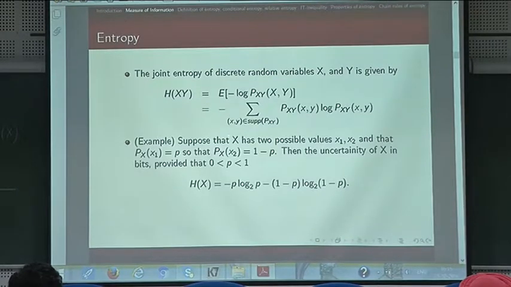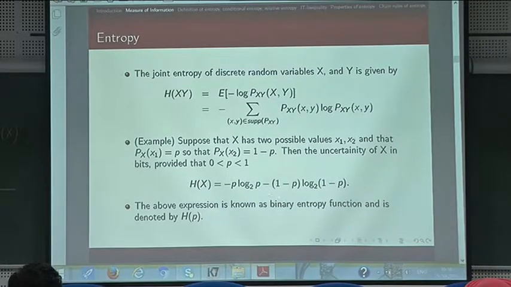So, suppose x has two possible values, that means x can take two possible values, small x1 and small x2, and the probability of x1 is p and probability of x2 is 1 minus p, then the uncertainty of x in bits, provided that this probability is between 0 and 1, is given by this function. From where do we get this function? This is just expanding the definition of entropy, minus p_i log p_i. So, first event has probability p, that is why it is p log p, second event has probability 1 minus p, so 1 minus p log of 1 minus p.